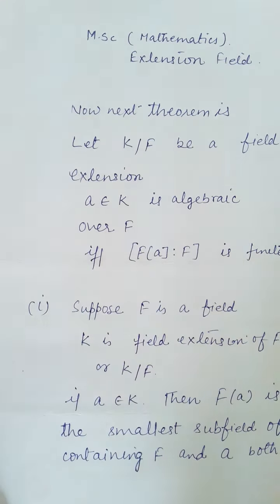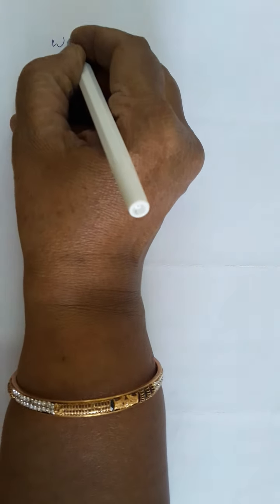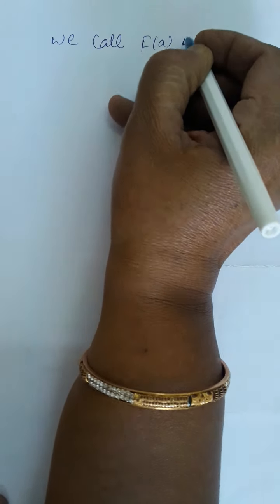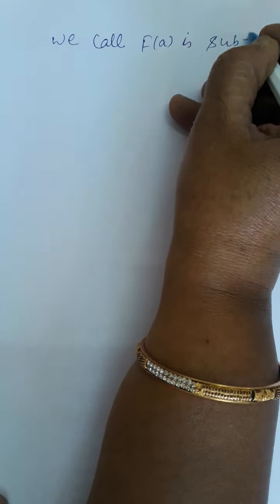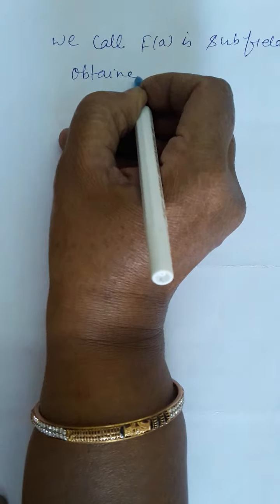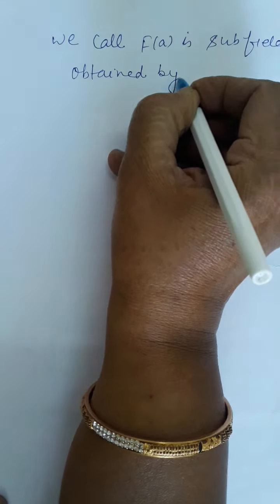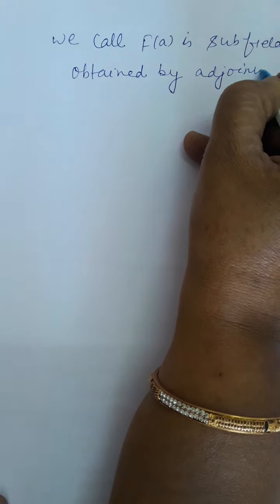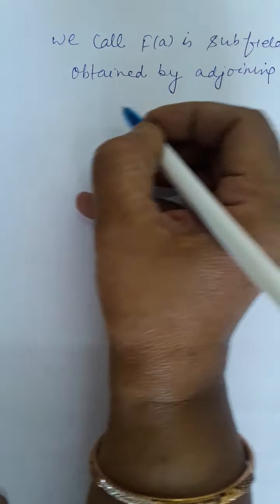We call F(a) the subfield obtained by adjoining a to F.